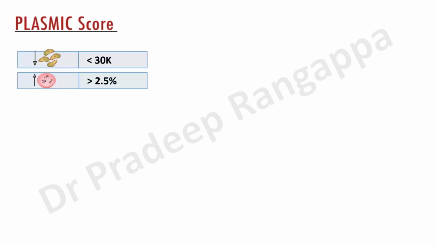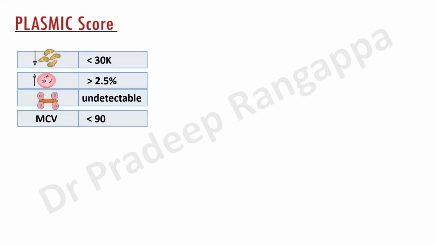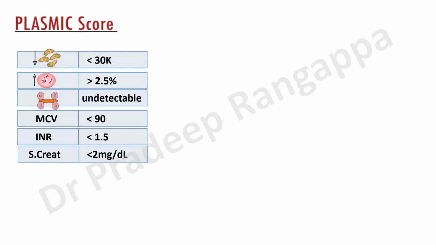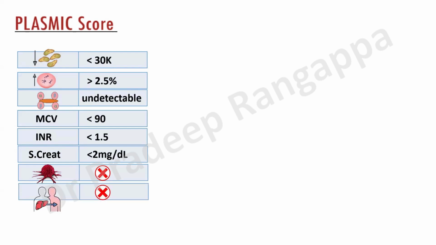So the constituents of the PLASMIC score are all the diagnostic modalities I have mentioned. Platelets should be less than 30,000. Reticulocyte count should be more than 2.5%. Haptoglobin should be very low, because haptoglobin, as I said, is the one that you need for scavenging. Because so much is used in scavenging this hemoglobin, haptoglobin is very low or undetectable. Mean corpuscular volume should be less than 90. INR, as I said, is normal in TTP, should be less than 1.5. Serum creatinine should be less than 2 milligram. And there should not be evidence of cancer, because cancer also can mimic the presence of TTP. And patients should not have had a solid organ transplant.